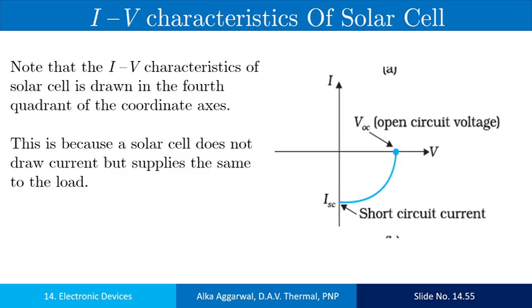Now this is the IV characteristic of the solar cell. It is drawn in the fourth quadrant of the coordinate axis because the solar cell does not draw current but supplies the same to the load. This is the open circuit voltage, and this is the short circuit current.